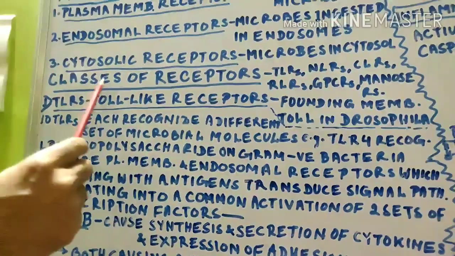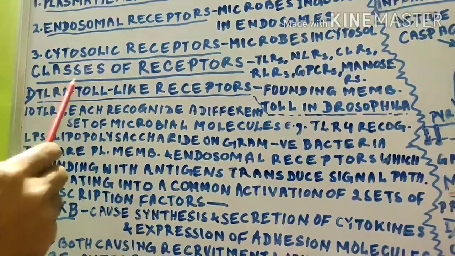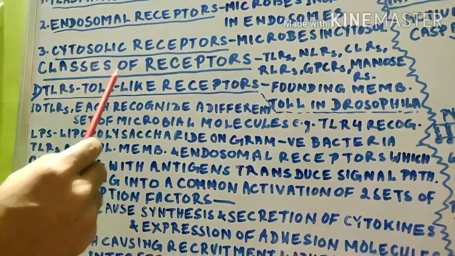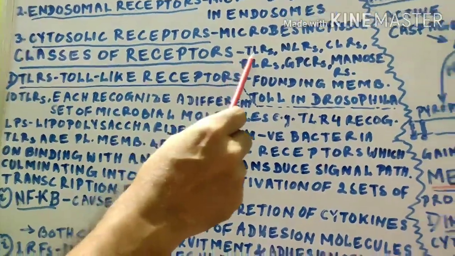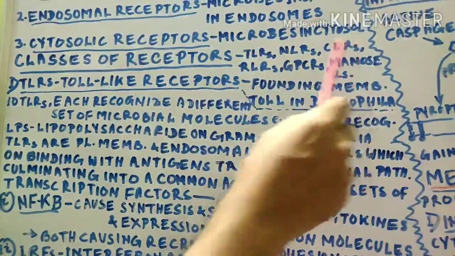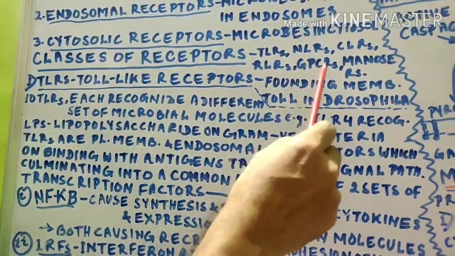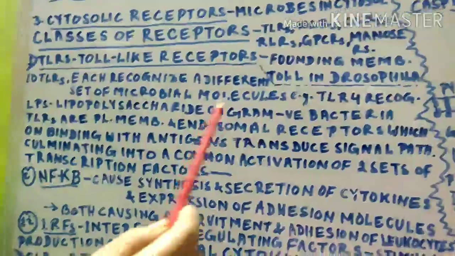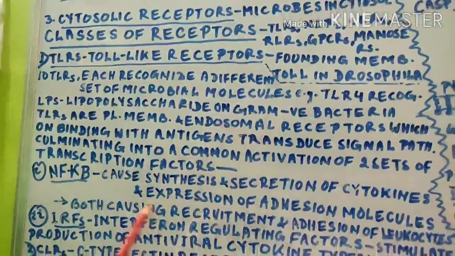Now come to the classes of receptors. There are 6 classes of receptors described. You can see TLRs, NLRs, CLRs, RLRs, GPCR and Mannose receptor. One by one I will deal with all the receptors.